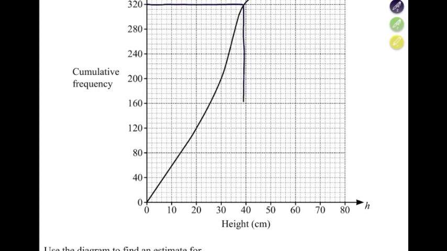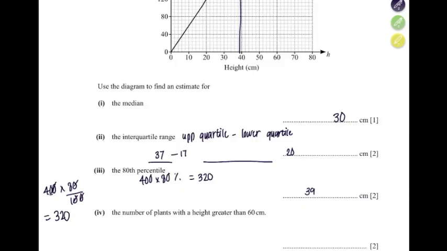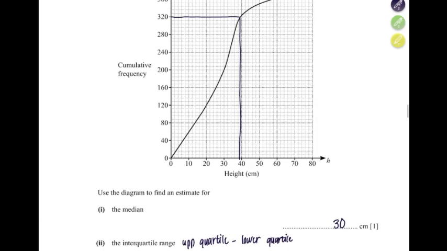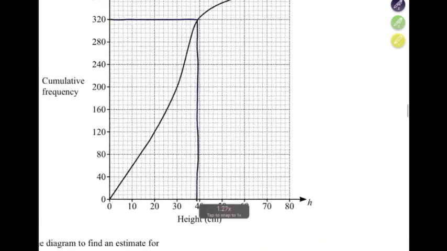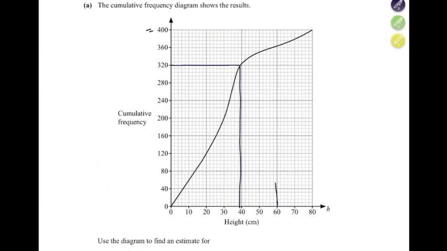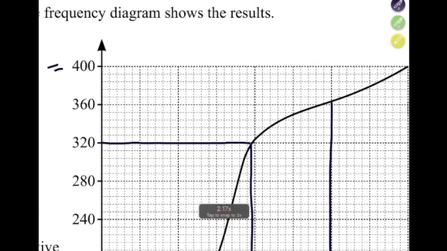These two blocks. So 39. Now, the number of plants with a height greater than 60. Okay. So 60 here. And here.